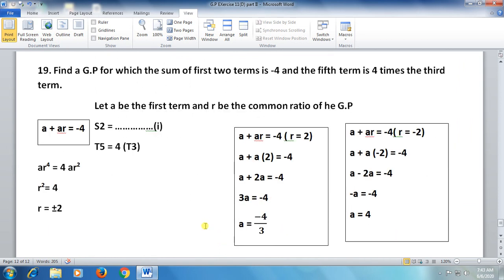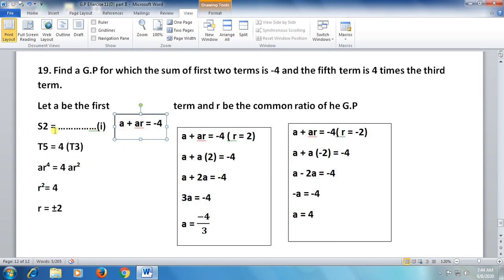Question number 19. Find a GP for which sum of first two terms is minus 4 and the fifth term is 4 times the third term. So we need to find a GP. It is said that a plus AR, that is S2, is equal to minus 4. A plus AR value S2 is given as minus 4. Here we can know that A is first term and AR is second term. So A plus AR will be equal to minus 4, that is sum of first two terms.